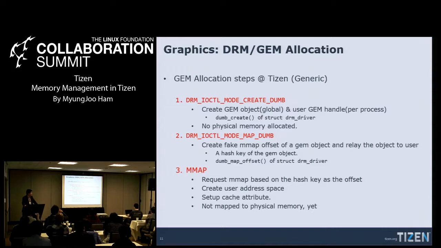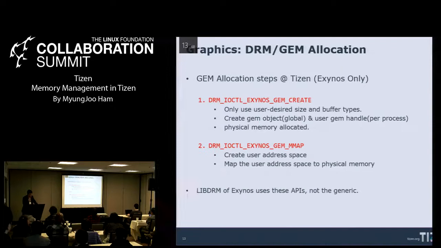This is just the general steps for usage of GEM. When you create buffers with GEM using the standard APIs, you will create a buffer without allocating actual physical memory. And this shows the steps for that. I will just skip them.